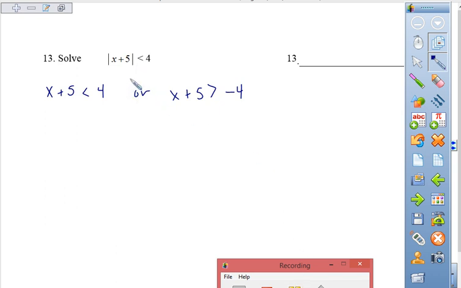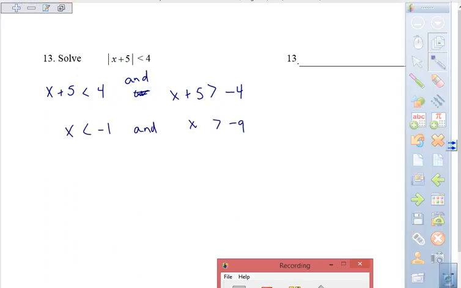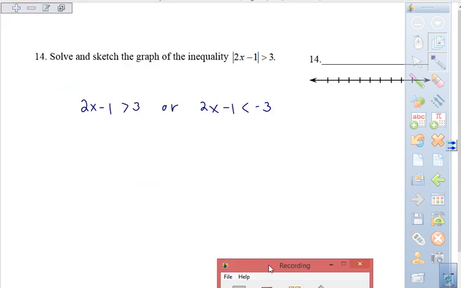Sorry about that. So then what we have to do is solve this, and we get this. And we know we can't leave our ands as two separate pieces, so I need to rewrite it. So I'm going to rewrite it like this, and they should always be less than symbols. Here is the setup for number 14. Please finish this up on your own.